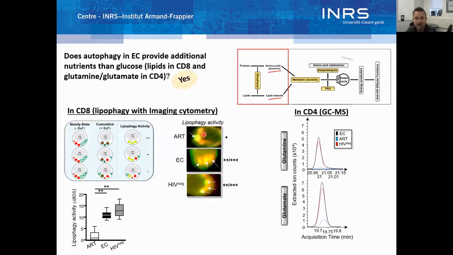So we had the question: does autophagy provide additional resources in the context of elite controllers? And what we found out is that there was a kind of dichotomy between memory CD4 and memory CD8. Memory CD8 preferentially use the lipid content, versus the memory CD4, which use the proteins, especially glutamine and glutamate, to fuel the mitochondria.